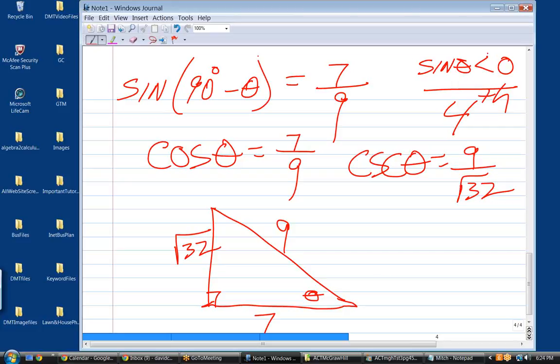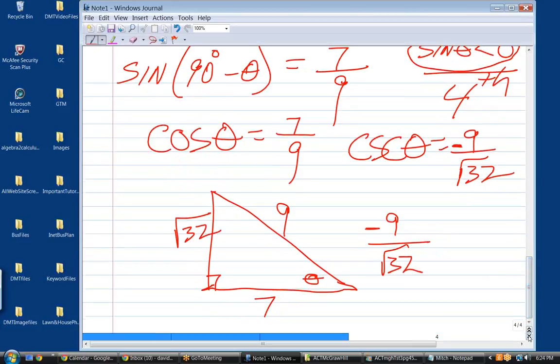In other words, they basically tell us that sine is minus. Cosecant is the reciprocal of sine, so it also has to be minus. So we're going to have to do the rationalization process again. Is it easier to simplify this first or rationalize it first? I'm not sure, to be honest, which is easier.